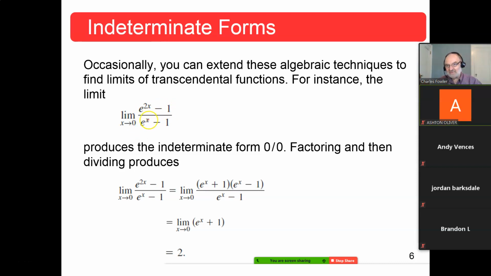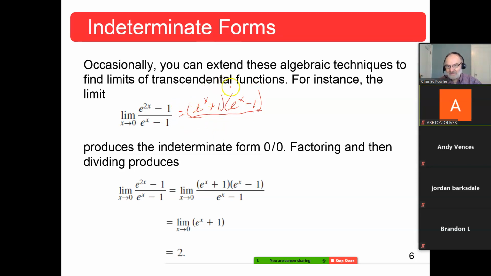And this is e to the 0 is 1. Minus 1 is 0. Well, again, you can factor this. This would be e to the x plus 1 times e to the x minus 1. Now, it may not be something you recognize as factorable, but try it.